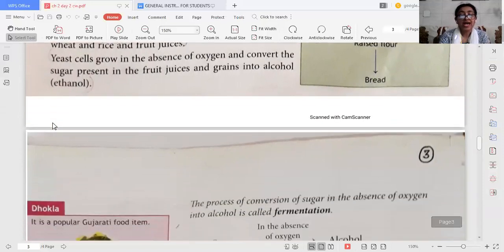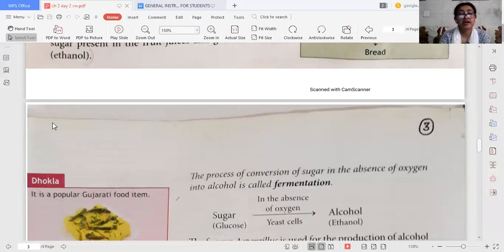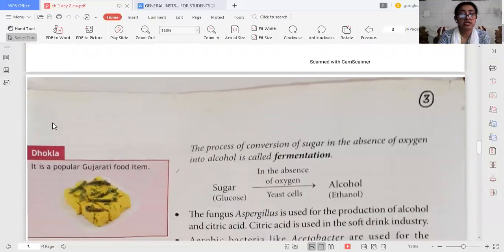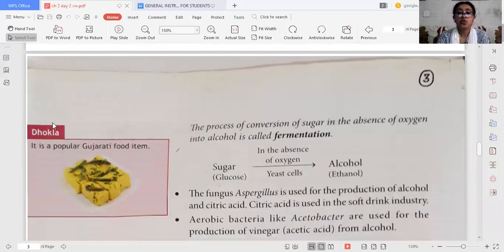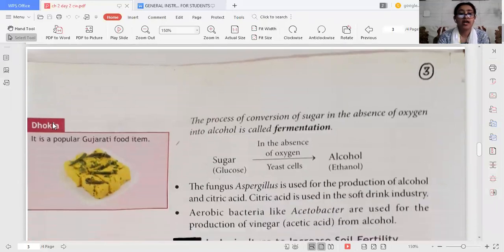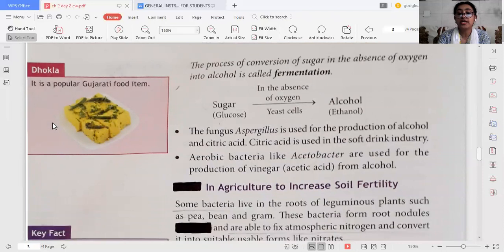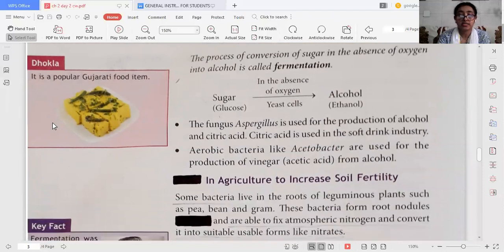Now this process, the conversion of sugar in the absence of oxygen into alcohol, is called fermentation. Means glucose, sugar is changing into alcohol in the absence of oxygen. This conversion is known as fermentation. Listen very carefully. These all terms are very important.